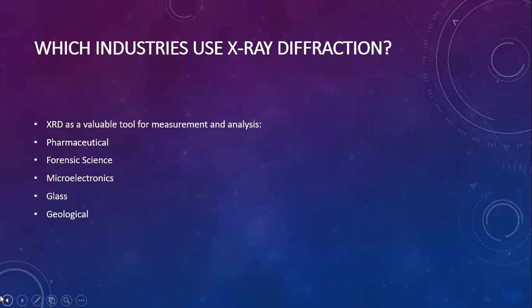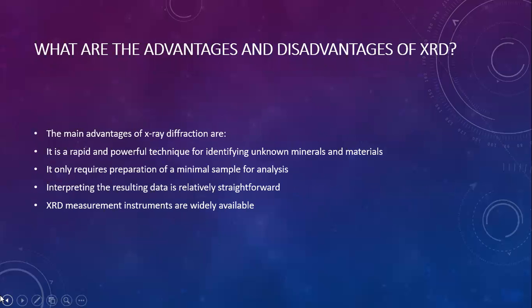Now comes the industrial uses of XRD. XRD is used in the pharmaceutical, forensic science, microelectronics, glass, geological, and many other industries. Now, what are the advantages and disadvantages of X-ray diffraction? The advantages are that it is a rapid and powerful technique for identifying unknown minerals and materials. It also requires minimal sample preparation for analysis.